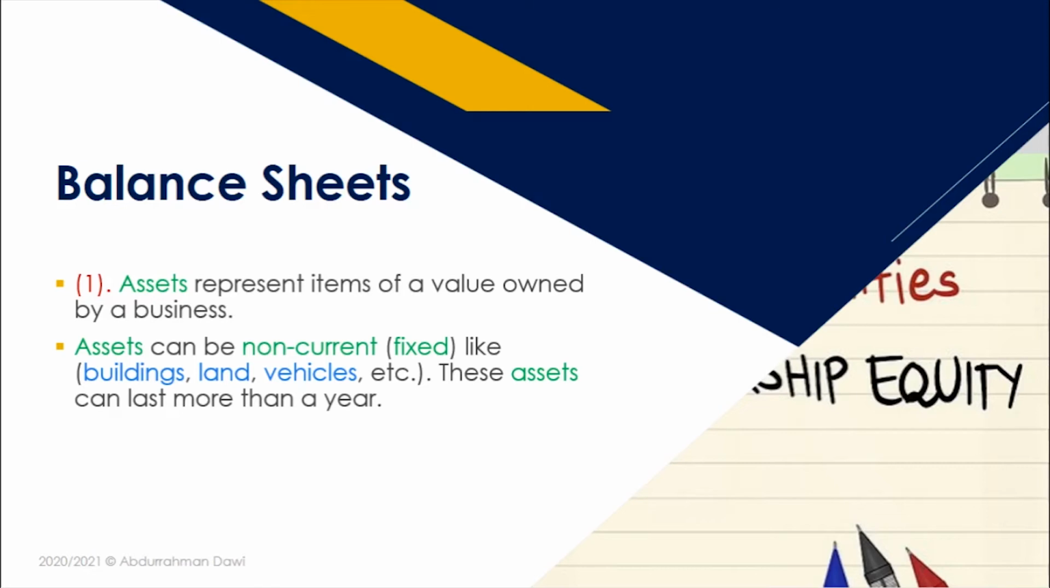There are the non-current assets, sometimes we call them fixed. These are physical, like the land, the buildings, or even the cars, motorcycles, or vehicles in general. We call them fixed because they can last more than 1 year. So this is how you distinguish between the non-current and the current assets.